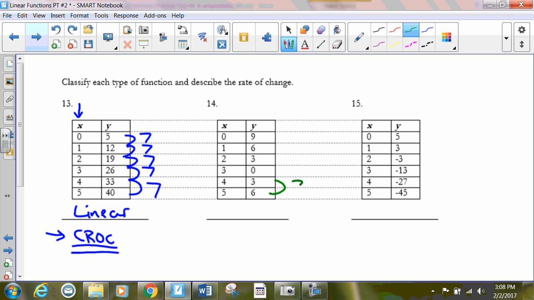6 minus 3 is 3. 3 minus 0 is 3. So far we're like, oh man, another linear? Okay, let's wait and see. 0 minus 3, if we use our calculator, is -3. 3 minus 6 is -3, and 6 minus 9 is -3.